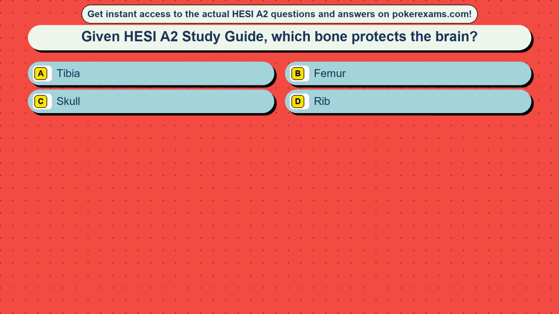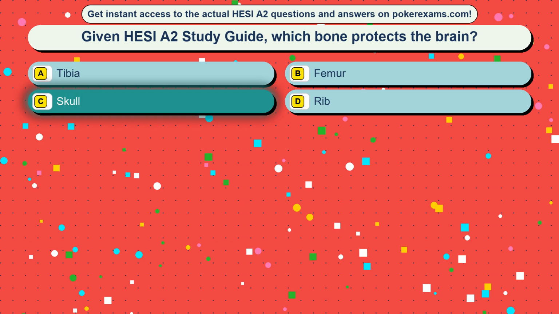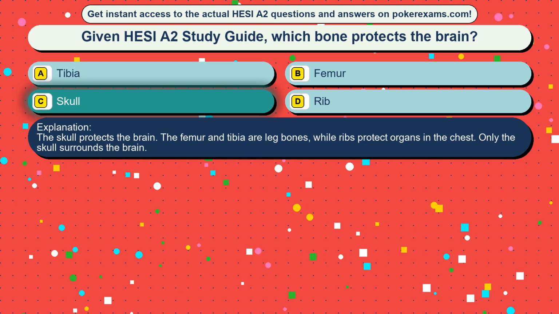Question 48. On the HESI A2 study guide, which bone protects the brain? Option A tibia, option B femur, option C skull, option D rib. The correct answer is option C, skull. The skull protects the brain. The femur and tibia are leg bones, while ribs protect organs in the chest. Only the skull surrounds the brain.